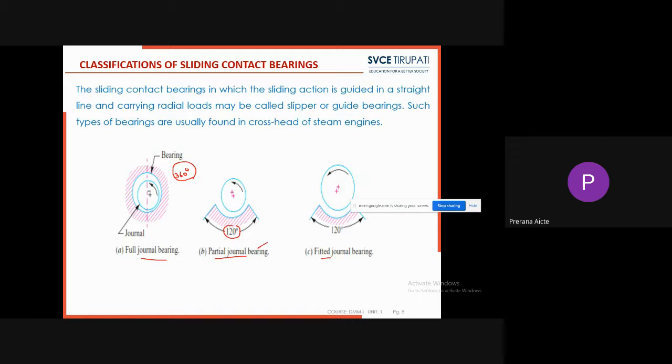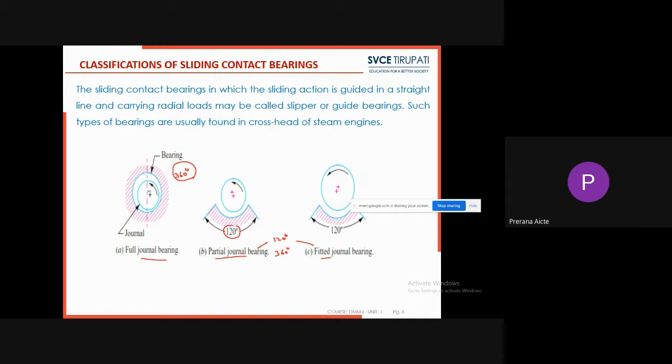In a partial journal bearing, or fitted journal bearing, the angle is 120 degrees only. Please remember, it is a very important bit. If it is a full journal bearing, the angle is 360 degrees. If the revolution is complete, that is a full journal bearing. If it is 120 degrees, that is called a partial journal bearing as well as the fitted journal bearing.